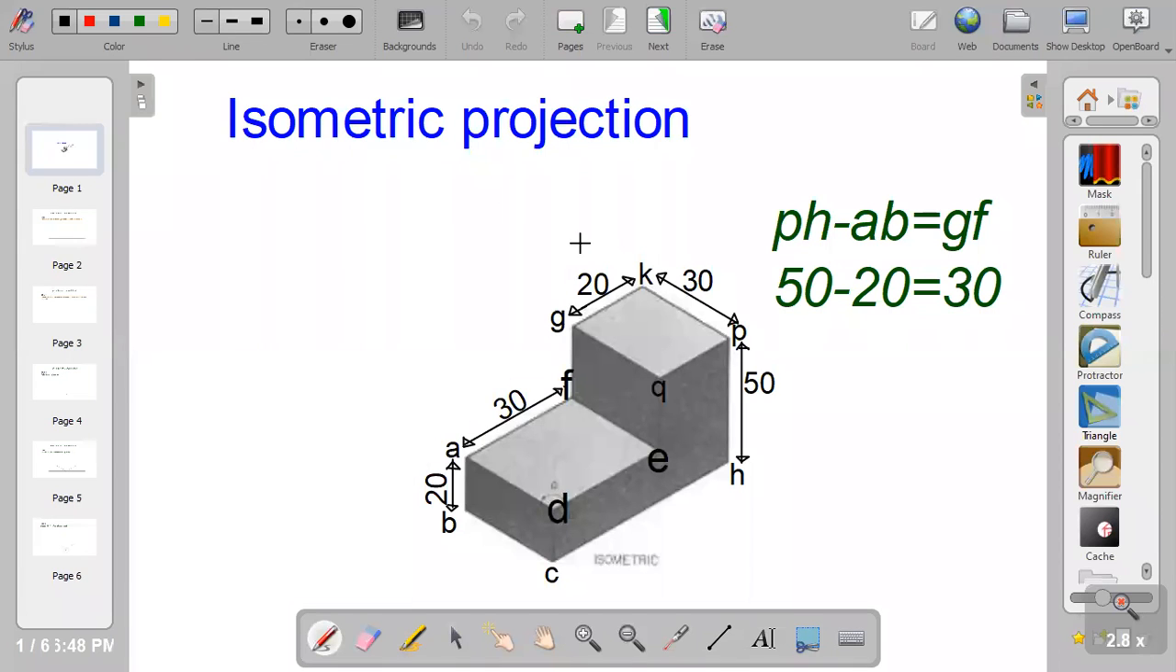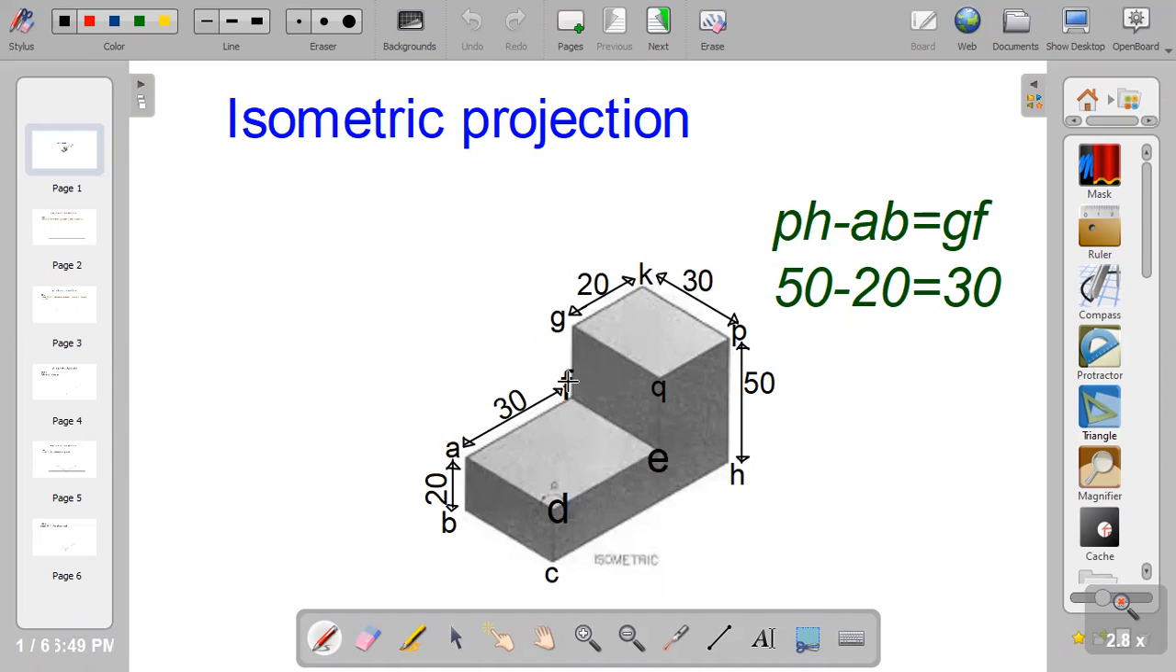In this video, I'm going to show you how to draw an isometric projection with the following dimensions. AB is given as 20. If AB is 20, this is also 20. AF is given as 30. If AF is 30, that means DE is also 30 because they have the same length.